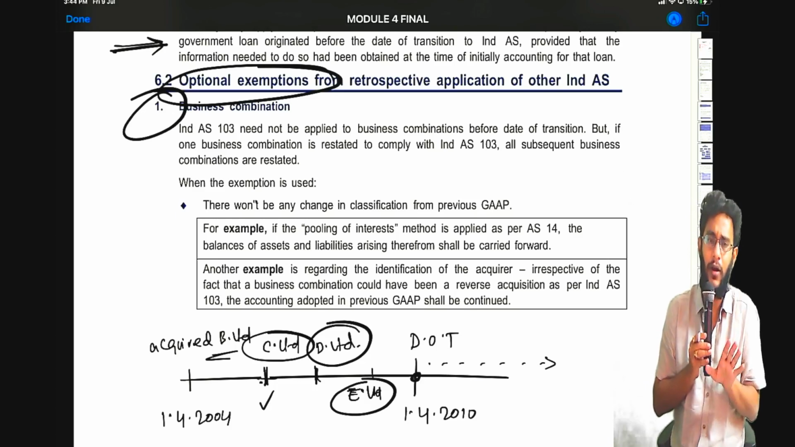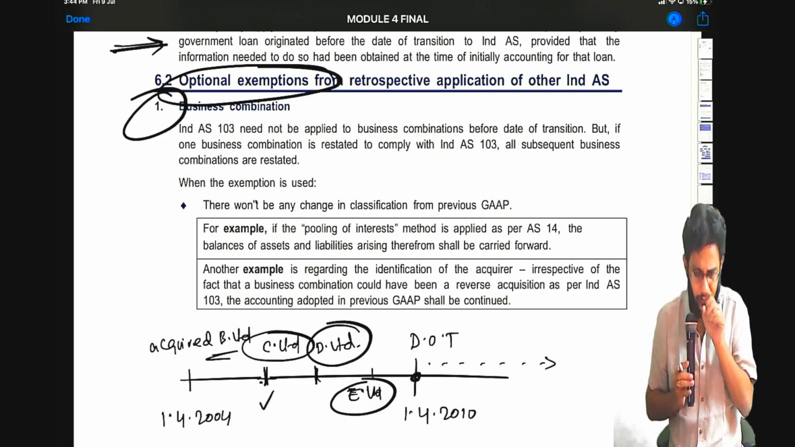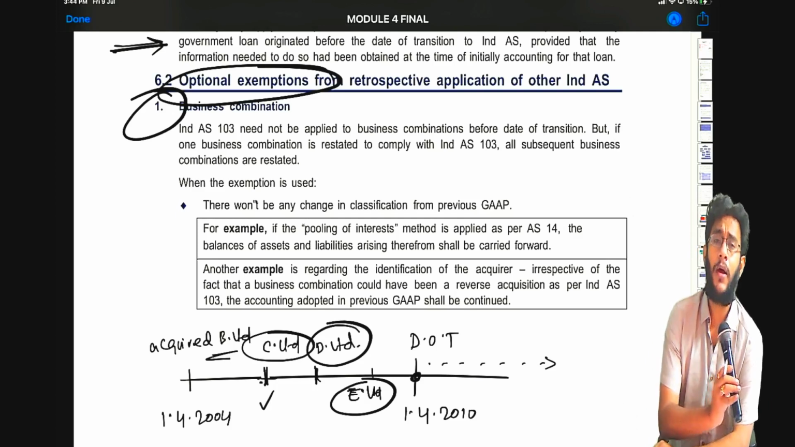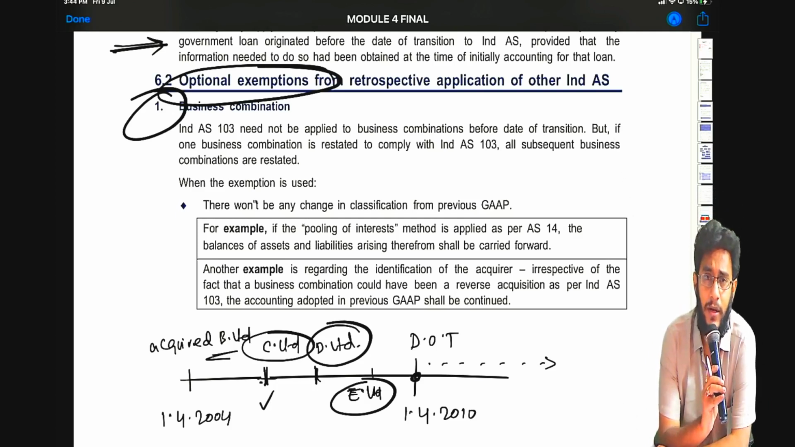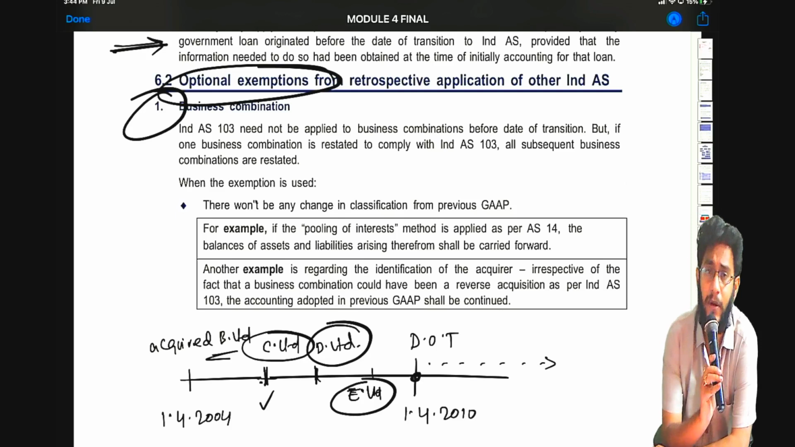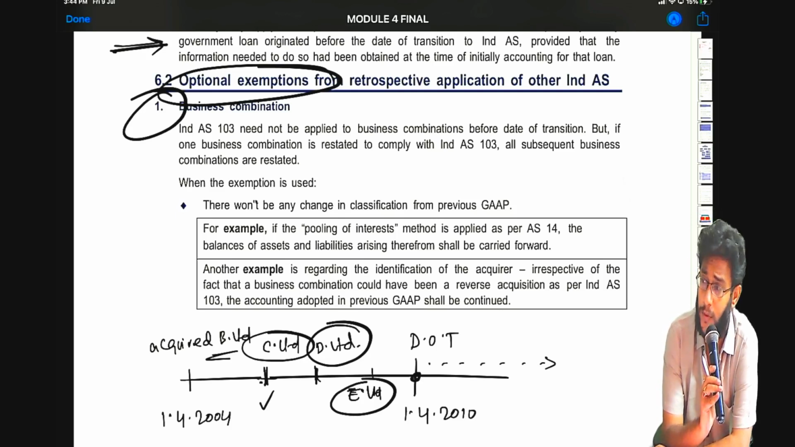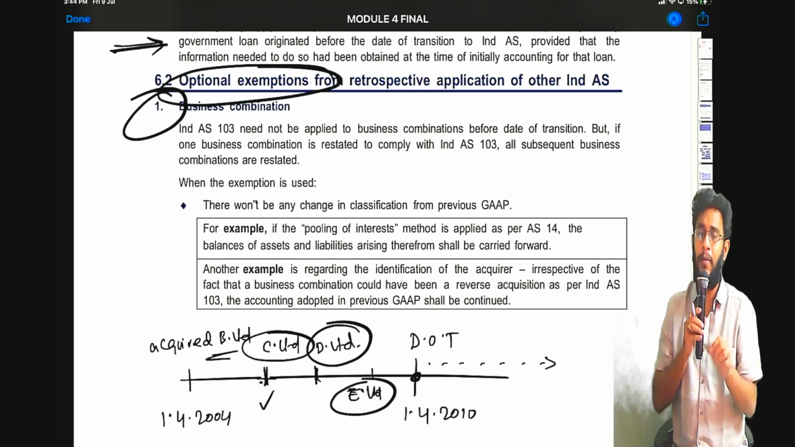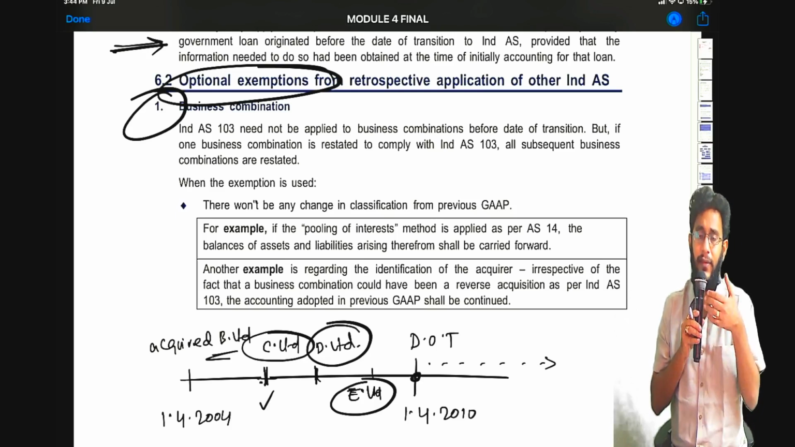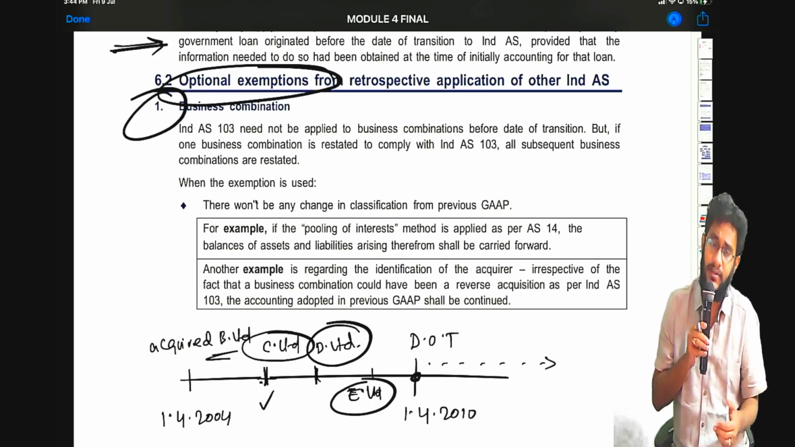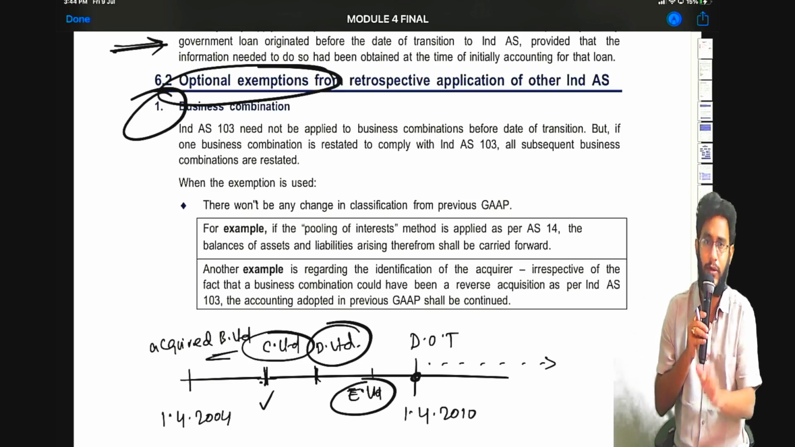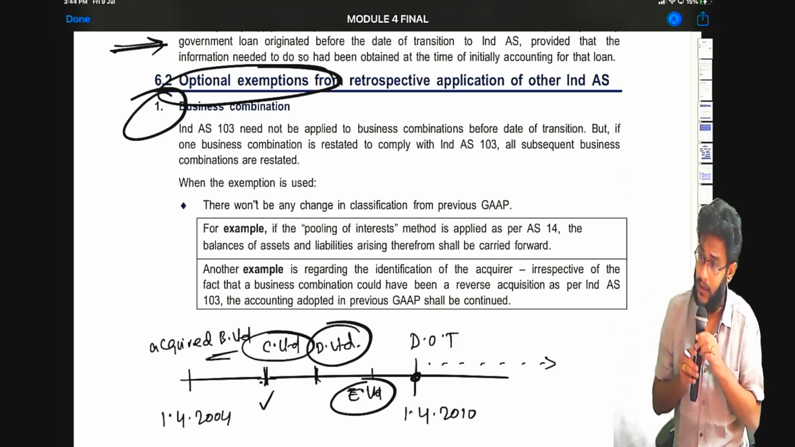So all in all, simply put, the adjustment is this. Ind AS 103 business combination standard can be applied prospectively from the date of transition. That's it. If you want to do retrospective restatement as per Ind AS 103, you can do that. But once you select a date, thereafter all the business combinations have to be accounted under Ind AS 103. So that is that.